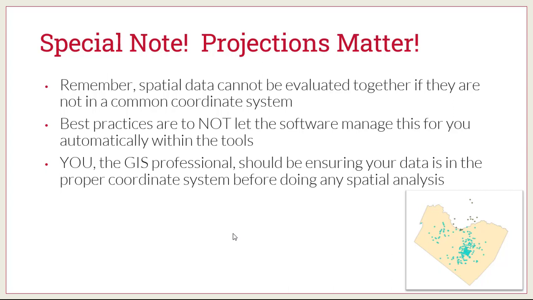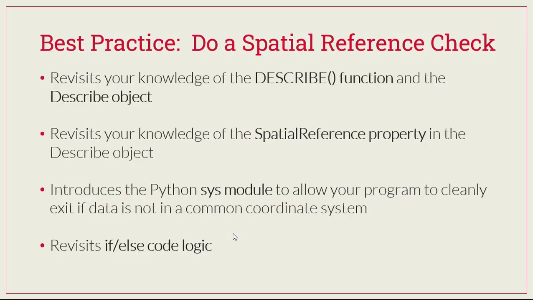So we're going to make sure that we can then check for that in our code. So the best practice here is if you are writing a code that is going to do any type of spatial analysis where two or more data sets are going to be used together in a tool, you need to do a spatial reference check. And what this is going to do is it's going to revisit your knowledge of the describe function. Remember that creates the describe object.